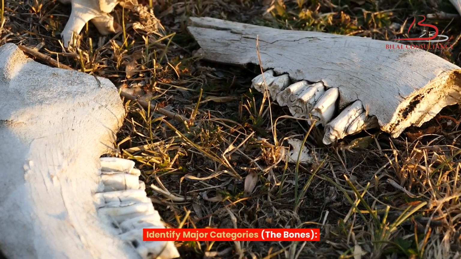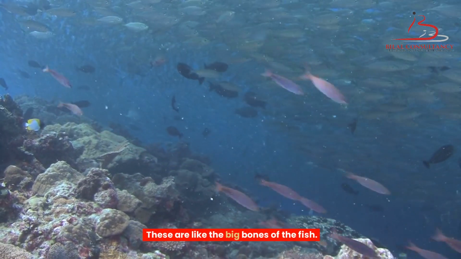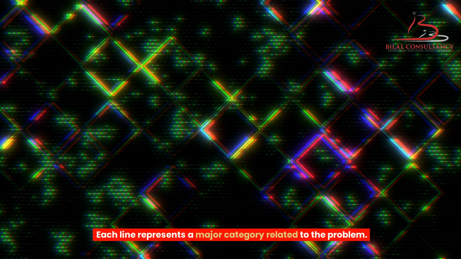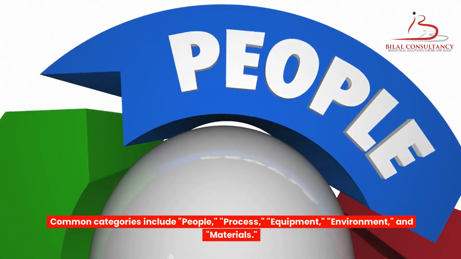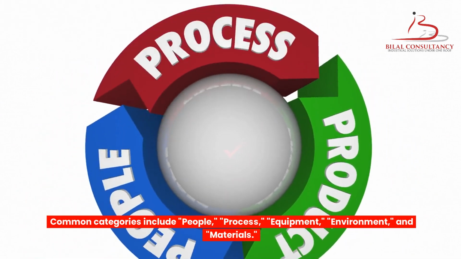Identify major categories, the bones. Draw diagonal lines branching off from the backbone. These are like the big bones of the fish. Each line represents a major category related to the problem. Common categories include people, process, equipment, environment, and materials.